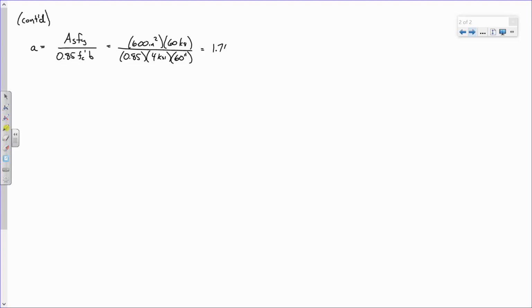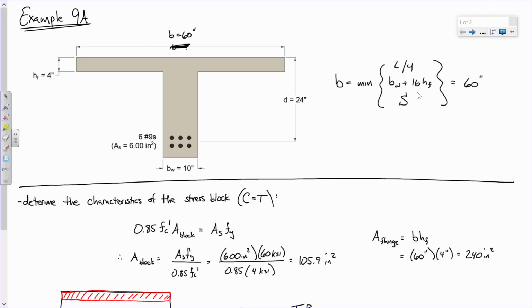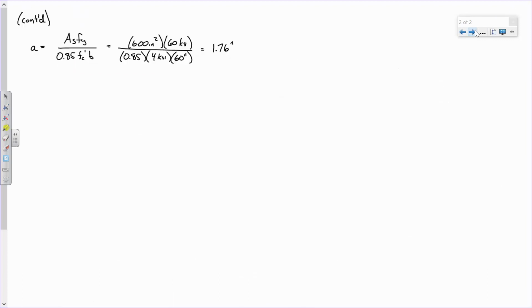Yep. Now let me ask you this: does that value make sense? Let me go back a slide. How deep is the flange? 4 inches. So if the stress block is going to be rectangular, shouldn't A be less than that? And that's what we got. A was about 1.76 inches, so that makes sense. It's a check as to whether what you're doing is correct.